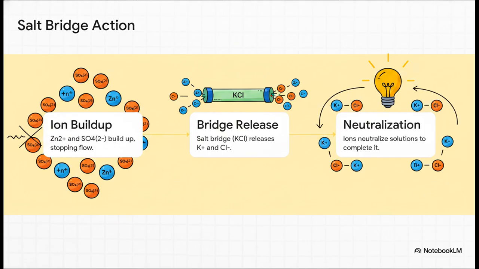Step 2. Enter the hero, the salt bridge. This U-tube filled with potassium chloride in agar gel acts as the ultimate peacemaker. Step 3. It immediately sends negative chloride ions to the positive zinc side and positive potassium ions to the negative copper side. These ions neutralize the solutions, complete the internal circuit, and boom, the electrons are free to flow again, and the bulb lights right back up.